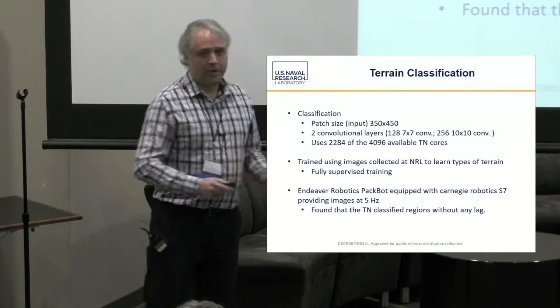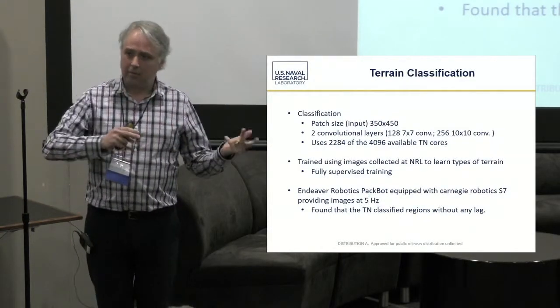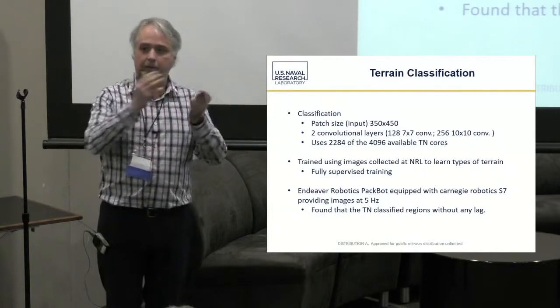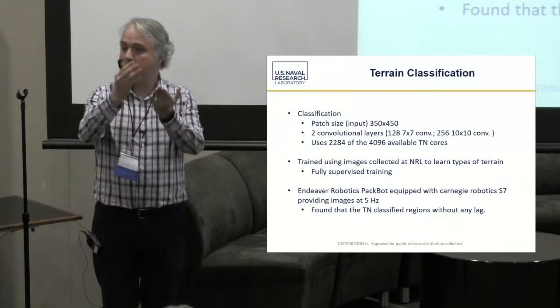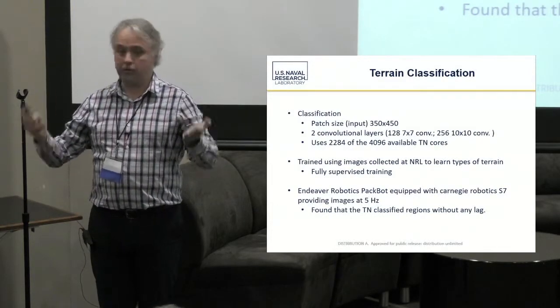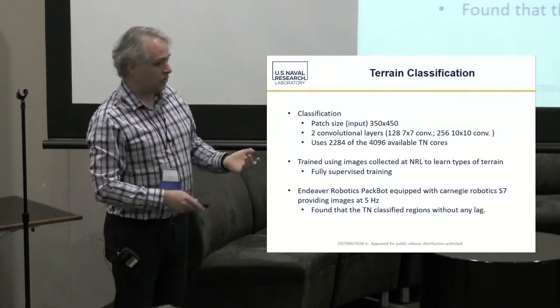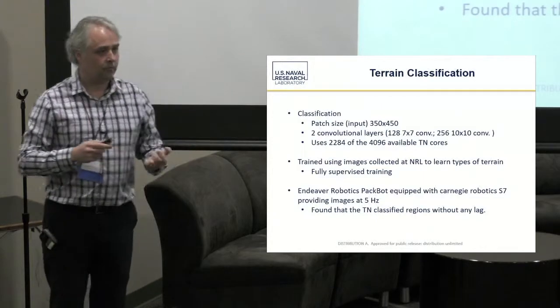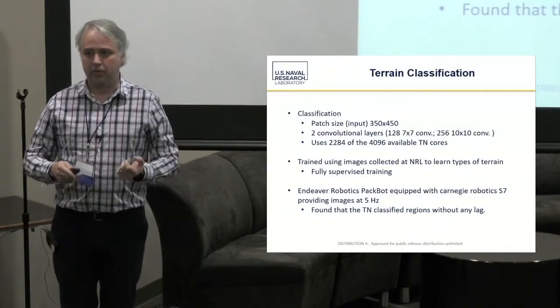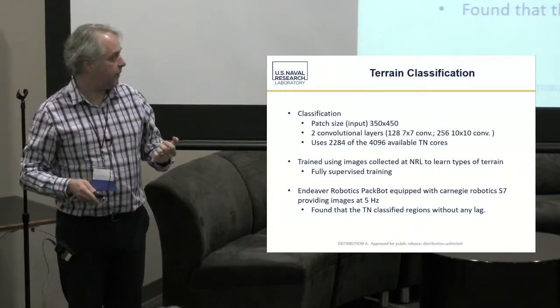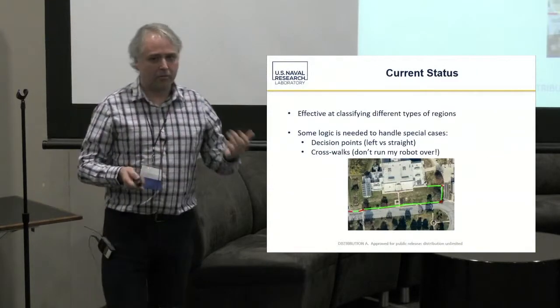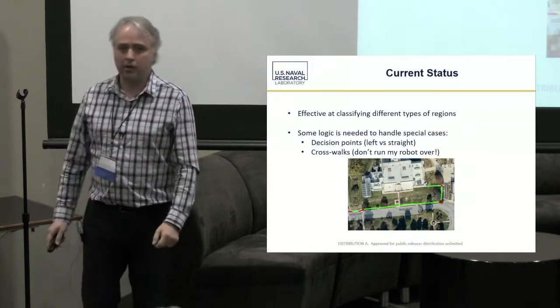And I mentioned Butch. Butch is in development right now. Our idea with this platform is we'd like to advance both the hardware and the software at the same time to shorten the amount of time it takes to get this out and make this a usable platform. So our surrogate platform here is a slightly different robot. This is an Endeavor Robotics PackBot that has been equipped with a Carnegie Robotics S7. I'm providing somewhat preliminary status on this work.